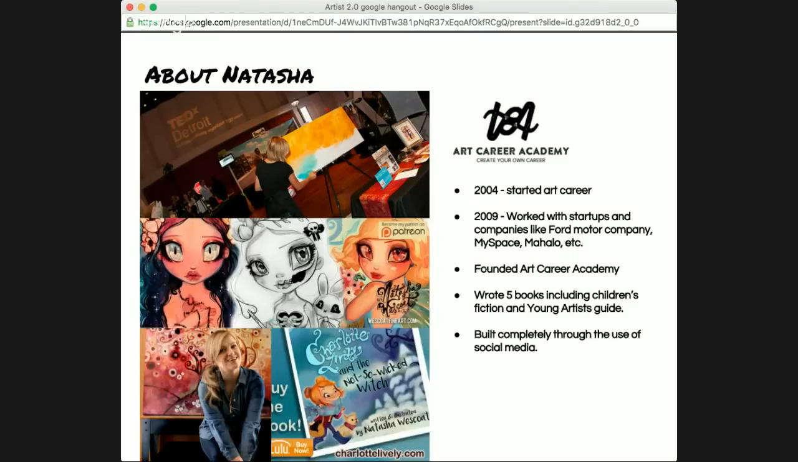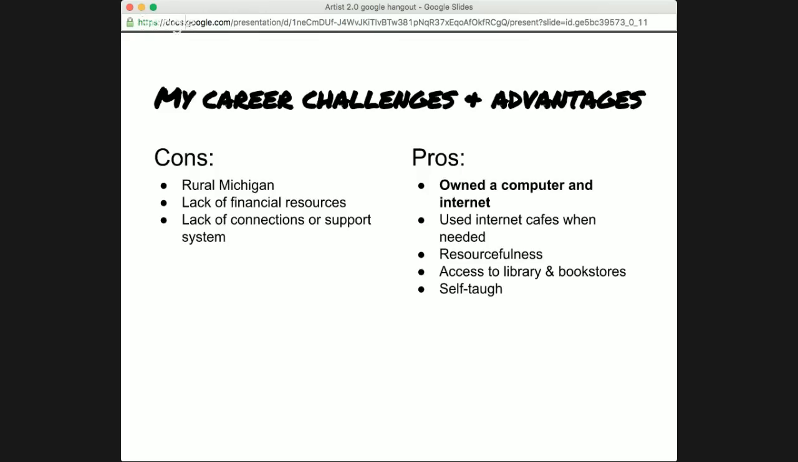I did this completely through the use of social media, and for the last 12 years, I have not had any virtual funding or loans or backers or sponsors that helped me get there. I did that all on my own. So let's just state the cons and the pros, the challenges and advantages that I had as an independent artist and how I built my career.